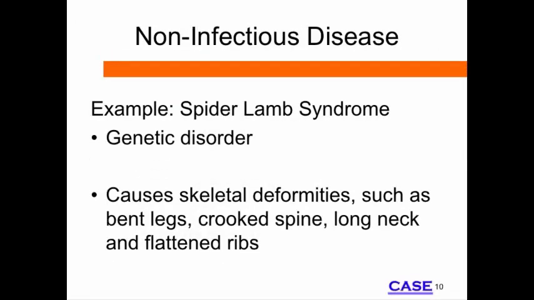Spider-Lamb syndrome is a genetic disorder. Scientists think Spider-Lamb syndrome is caused by a genetic mutation. It occurs infrequently, mostly in black-faced sheep. It is a recessive gene. The frequency has been increased in recent years, possibly due to intensive selection practices.